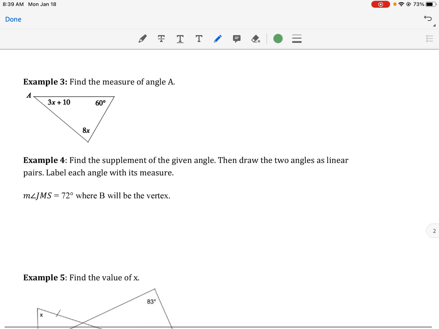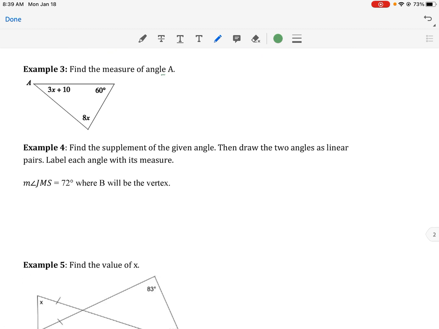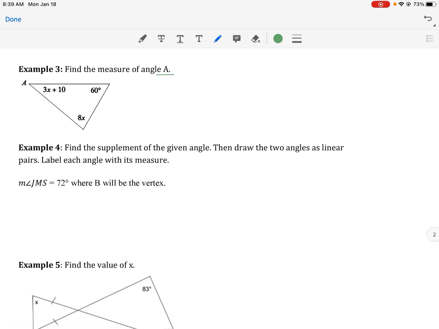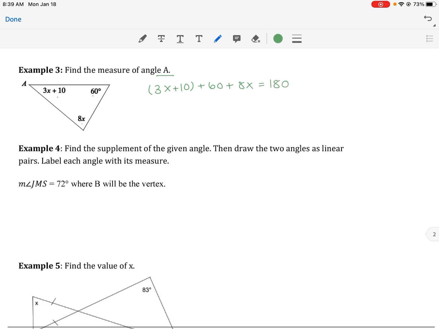On this next one, we want to find the measure of angle A. So first of all, you've got to look at this and say, okay, there are 3 angles here. We've got a triangle, so all 3 of those angles, when I add them up, so 3x plus 10 plus 60 plus 8x equals 180. Right, because a triangle adds up to 180 degrees. So 3x plus 10 plus 60 plus 8x equals 180.